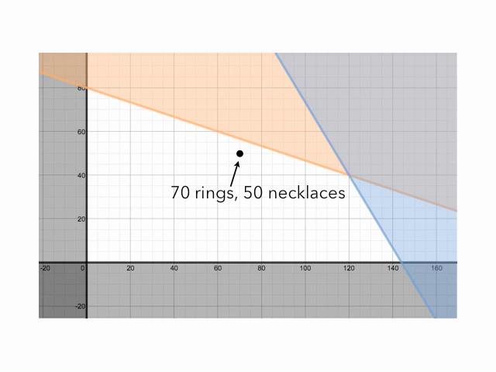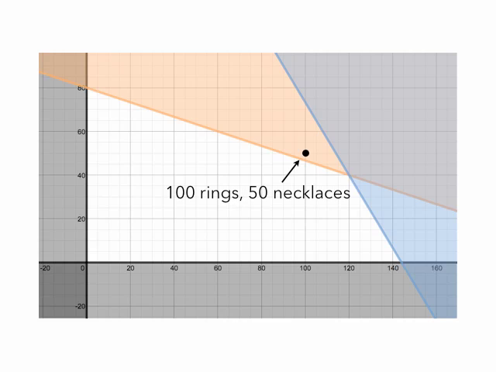For example, say the jeweler wants to make 70 rings and 50 necklaces. Is that possible? Well, yeah, we go over to 70 on the x-axis, up to 50 on the y-axis. That's in the white area. That's possible. We do have enough gold and diamonds to reach that solution.